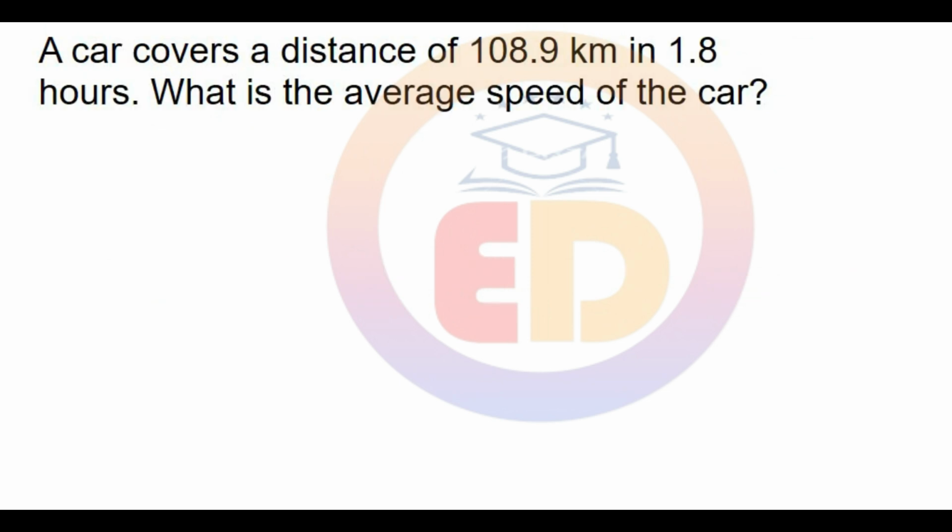A car covers a distance of 108.9 km in 1.8 hours. What is the average speed of the car? Remember, average speed is given by distance upon time.